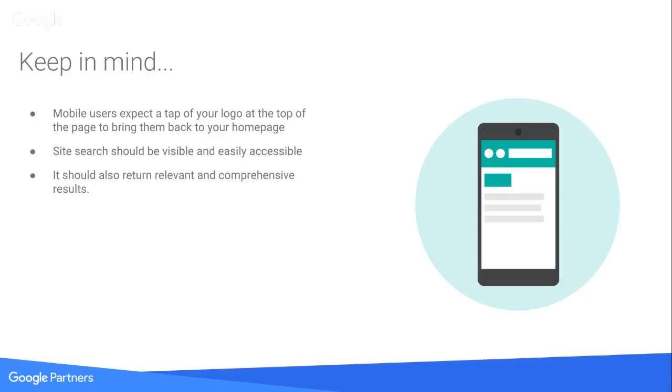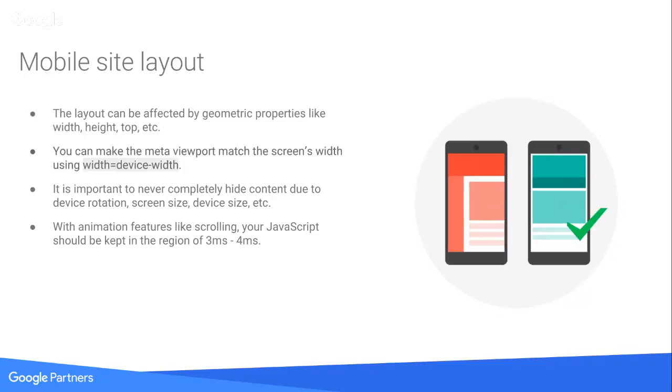Other features of your mobile site to keep in mind are that mobile users expect to tap the logo at the top to go back to the homepage. Site search should be visible and very easily accessible, and it should return relevant and comprehensive results as well. Mobile site layout is going to be our next topic, and just as important as the features for your mobile site is the layout. Your mobile site layout should have a clear and efficient one.